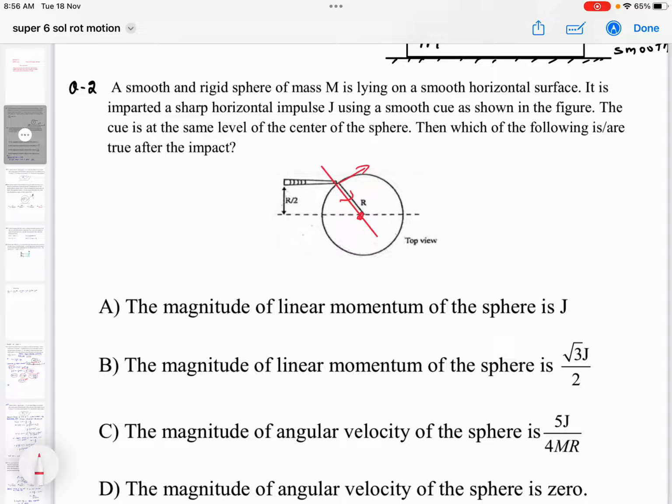Okay, so what does it mean? Only in this direction you are applying force, and the horizontal impulse is j, right? So j is equal to the change in linear momentum. So option A should be correct. The magnitude of linear momentum of the sphere is j, right?